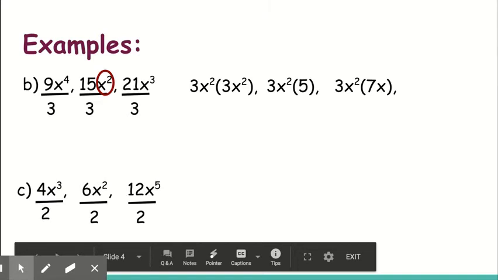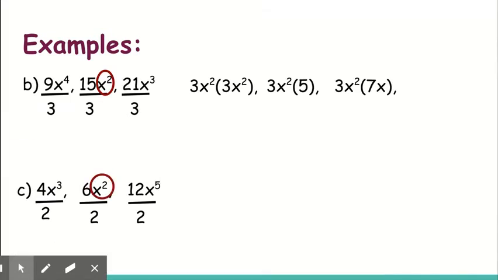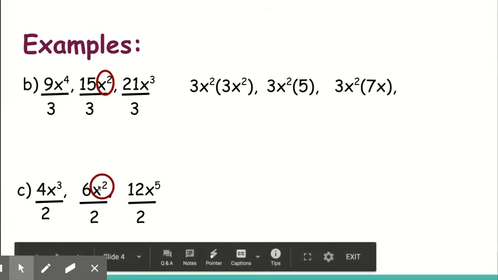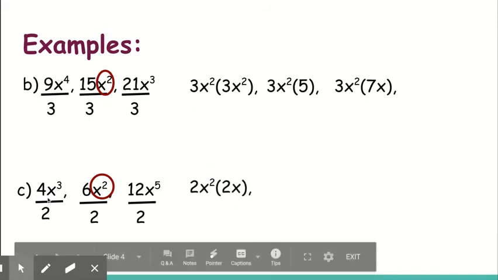Now we need to look at the variables. We got to find the lowest exponent, which is this one here. It's the x squared. So we're going to pull out 2x squared out of each one. So if I'm pulling 2x squared out of the 4x cubed, we take the 4, we divide it by 2. So I'm left with just 2 inside. And then if I have x cubed and I'm taking away x squared of it, I'm going to be left with just x.